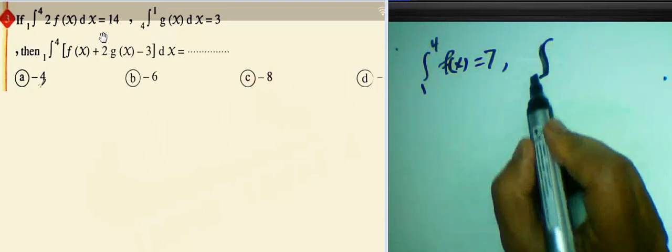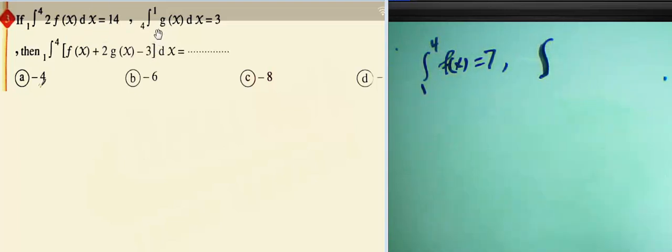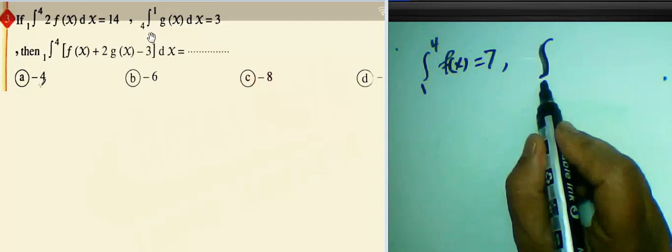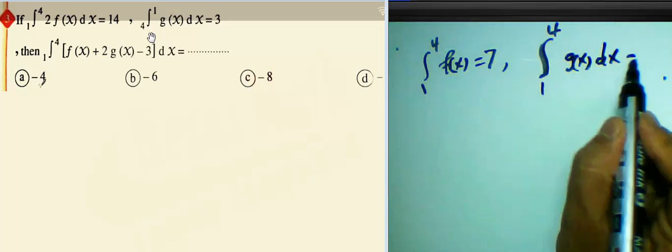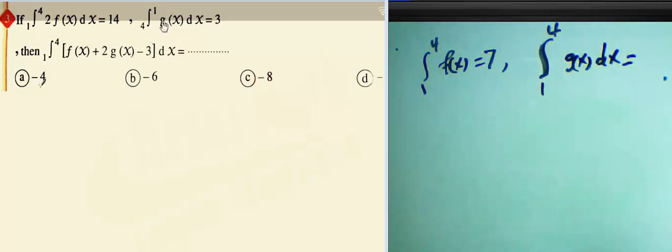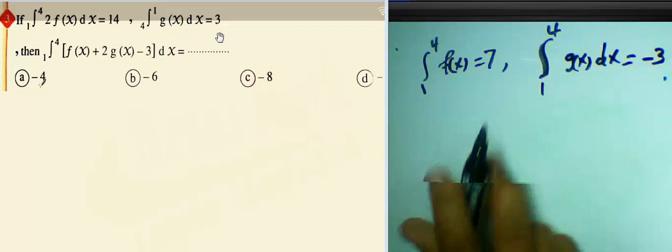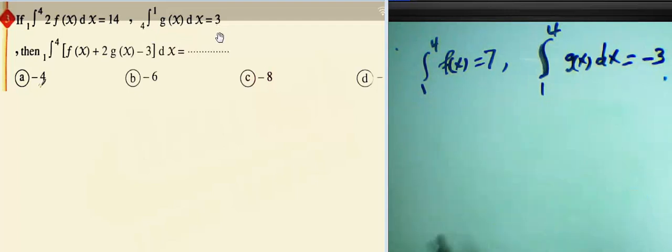Second, here we can replace 4 and 1, we can swap them. It will be integration from 1 to 4 of g of x dx, and we must replace the result here. 3 will be negative 3. Okay, we have two pieces of information about this example. Then we can find the integration.